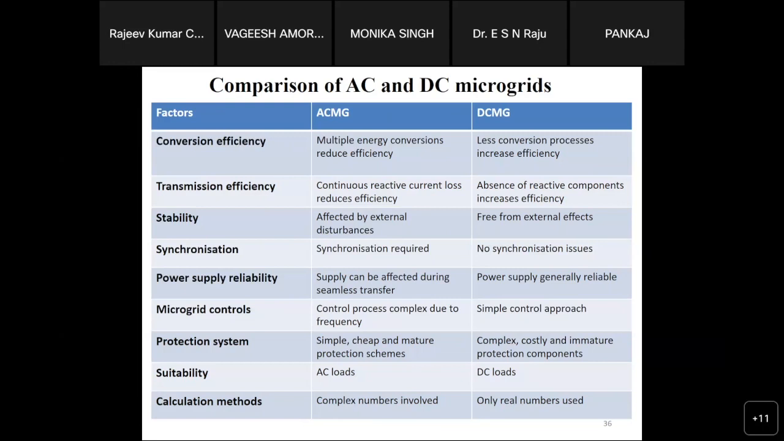When we see the suitability, the ACMG is more suitable for AC loads and the DCMG is more suitable for DC loads. But when we see the conventional AC distribution network, nowadays we all have AC interconnection only, and all AC loads, although inside we may have an AC-DC converter for some DC load. When we see the point of connection, we have the AC distribution connection only, so all are AC loads. When we see the calculation methods, the AC microgrid usually includes impedance calculations, so we will have complex numbers. The DCMG only has resistance, so real numbers are used.